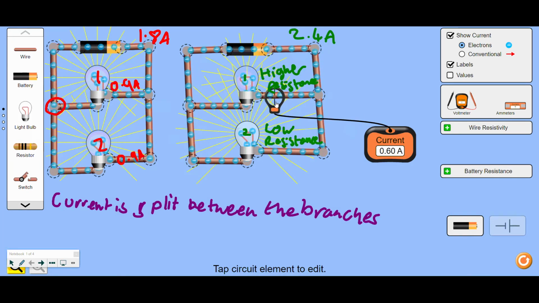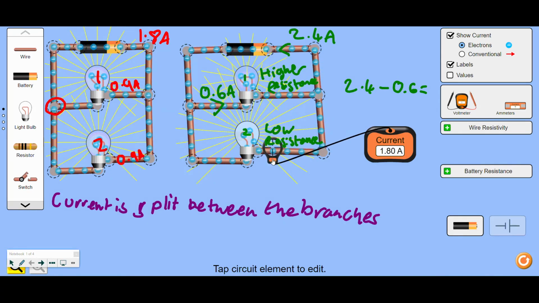So first off, if we have a look at this one, we can see that through bulb 1 there is a current of 0.6 amps. So going through here, there is 0.6 amps, and there was 2.4 flowing around the top. So we should now be able to find out what was going through bulb 2. To do that, I would do 2.4, take away 0.6, and that will give us a total of 1.8 amps. Okay, so 2.4 minus 0.6 is 1.8 amps, and we see that there is 1.8 amps flowing through the bottom.